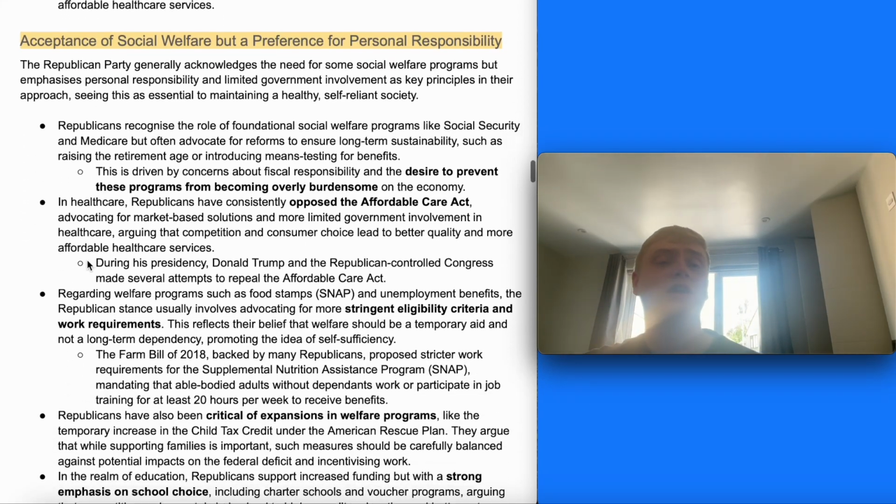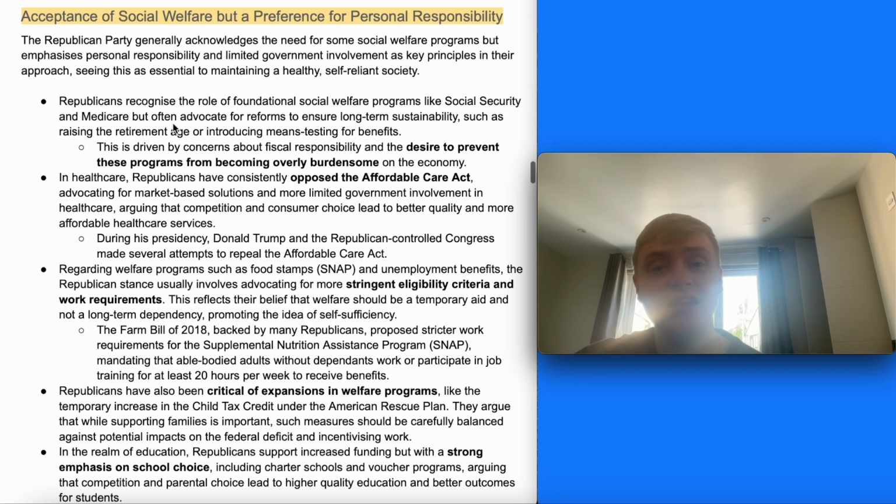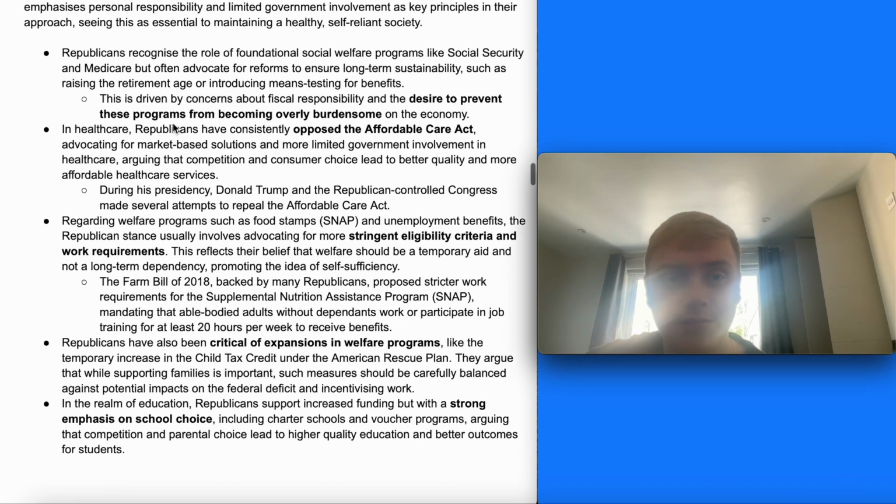And the key final one we're going to have a look at is acceptance of social welfare, but a preference for personal responsibility. So the Republican Party does acknowledge the need for some social welfare programs, but emphasises personal responsibility and limited government involvement as key principles in their approach, seeing this as essential to maintaining a healthy, self-reliant society.